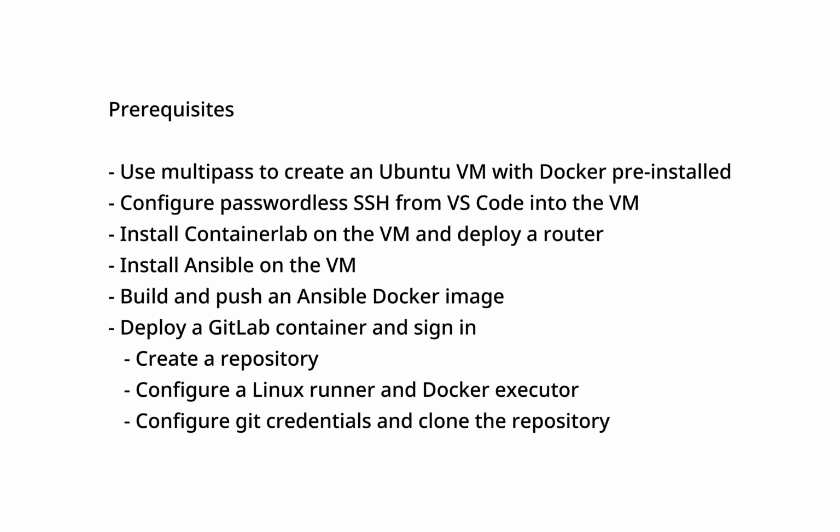Before we continue, you need to read the article version of this video. It instructs you on how to use Multipass to create an Ubuntu VM with Docker pre-installed, configure passwordless SSH from VS Code into the VM, install Containerlab on the VM, and deploy a router. Then install Ansible on the VM, build and push an Ansible Docker image, deploy a GitLab container and sign in, and within the GitLab container, create a repository, configure a Linux runner and Docker executor. And lastly, configure Git credentials and clone the repository.